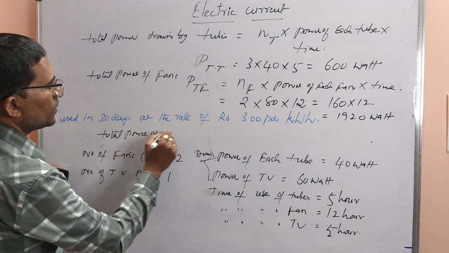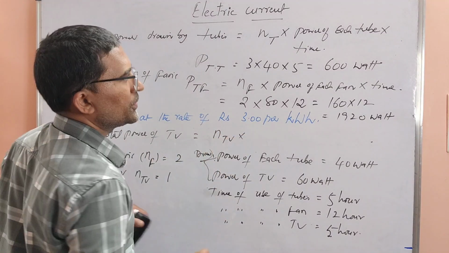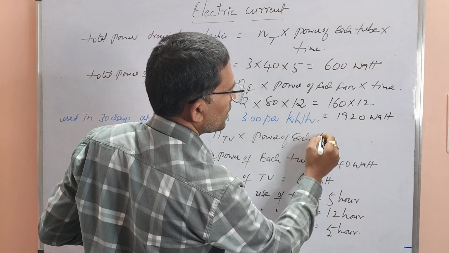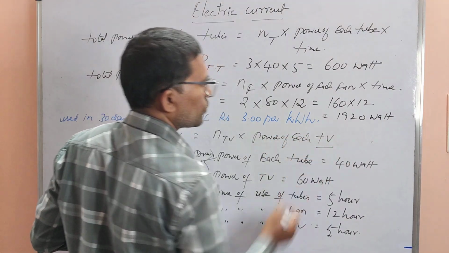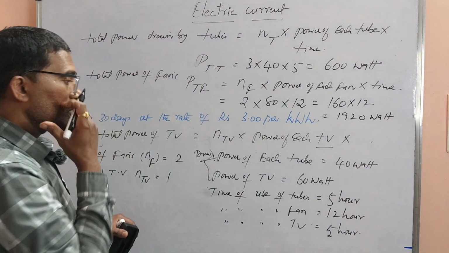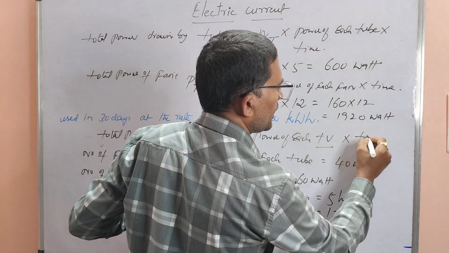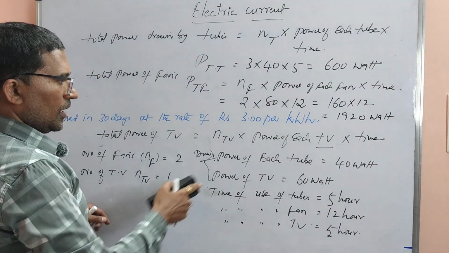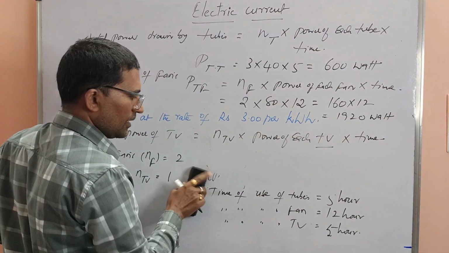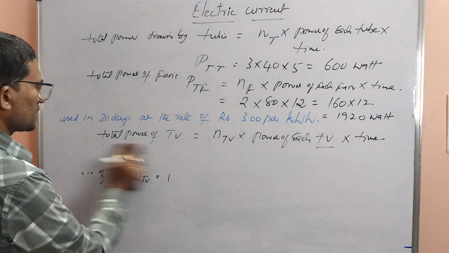Now, total power of TV is equal to number of TV into power of each TV, that is total power drawn by the TV, into how much time you are going to watch TV. That is 5 hours, that is time. I will write simply time. Now I will erase this because we got almost all the values.